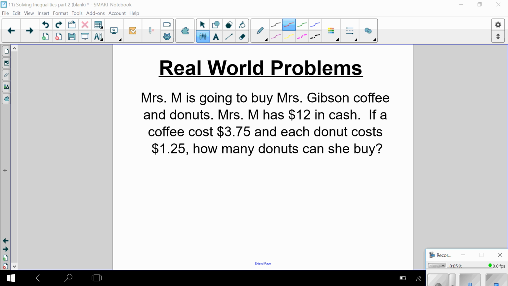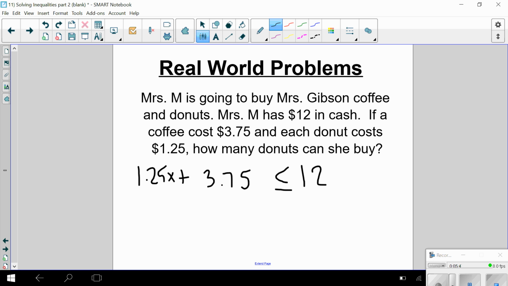Okay, great. So we know the amount that Mrs. M has to spend is $12. So what she spends has to be less than or equal to 12. The coffee is your one-time fee. It's $3.75. And each donut is $1.25. So the x goes with that. So your inequality should be 1.25x plus $3.75 is less than or equal to 12.